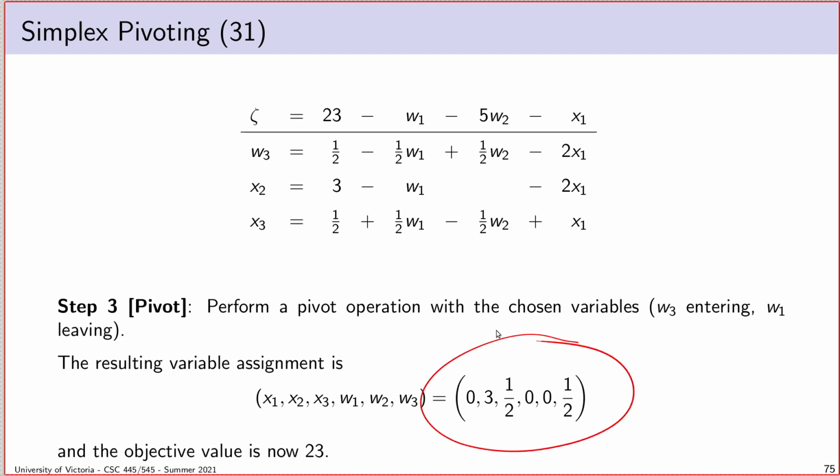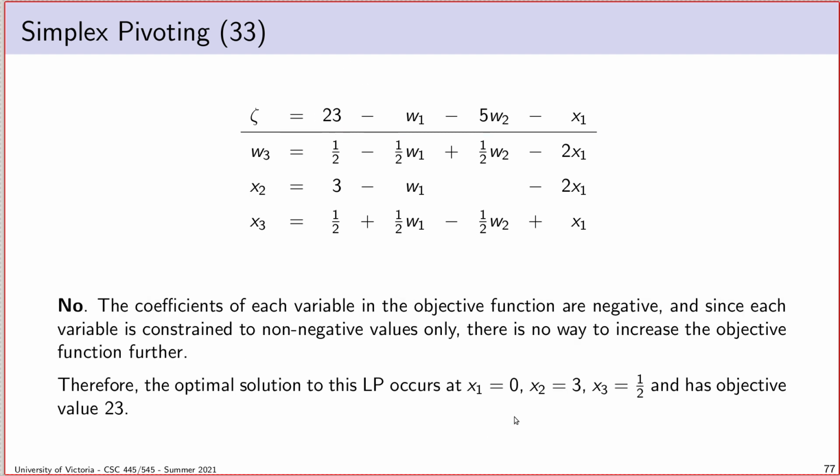Now, normally when we talk about the solution to a linear program, we usually only care about the values of the three optimization variables, x1, x2, x3, but we have the values of the other three in case we care. So if I want to know what the optimal value of this LP is, the objective value is 23, which is attained at x1 equals 0, x2 equals 3, and x3 equals 1/2. So we're done. We have solved the linear program. We've found the optimal solution.